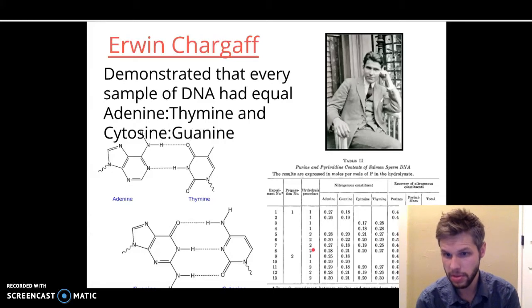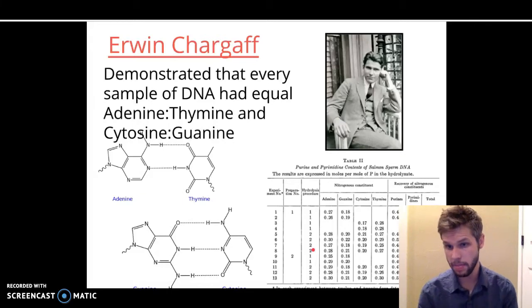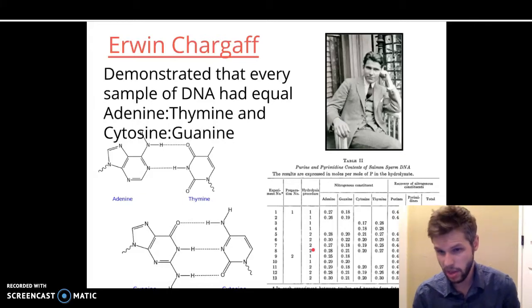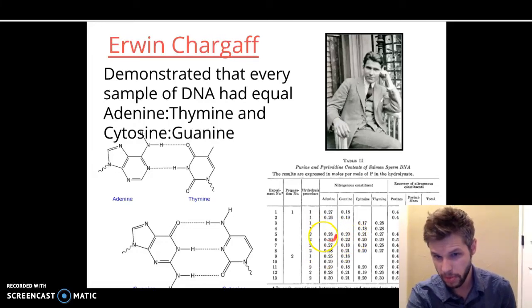Chargaff is actually something you guys are familiar with. His famous work is on the base pairing rules, that A always pairs with T and G always pairs with C. The way he determined that is he ran a series of experiments and he looked at the frequency of how often adenine popped up, how often guanine and cytosine and thymine popped up in the genetic makeup of these different organisms. And what he found was that there always was a constant frequency between how often adenine showed up and thymine showed up, and how often guanine showed up and how often cytosine showed up.